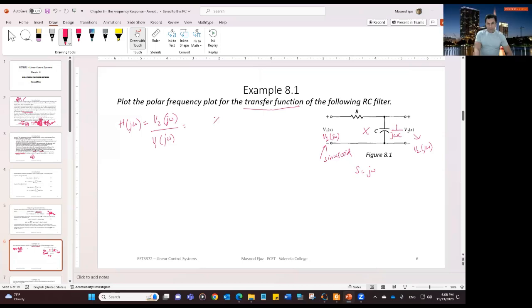All right. So first we write the equation as X over R plus X. Of course, voltage division means that V2 is equal to X over R plus X times V1 j omega using voltage division. And now X is my 1 over j omega c, over R plus 1 over j omega c. So H of j omega is simply 1 over 1 plus j omega R c.